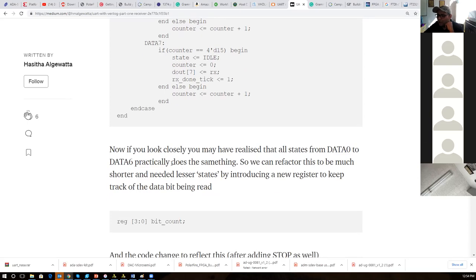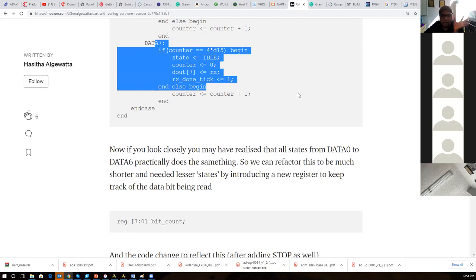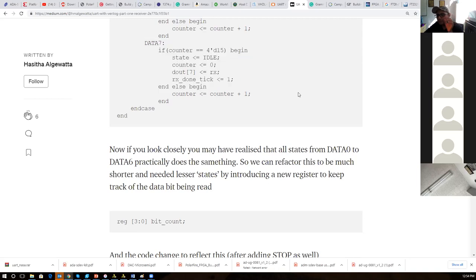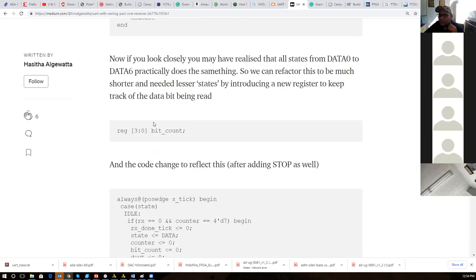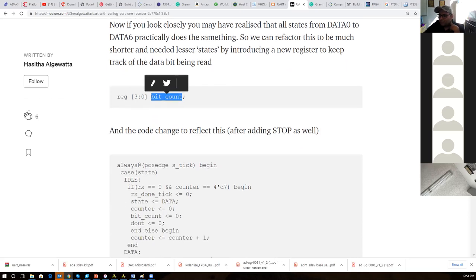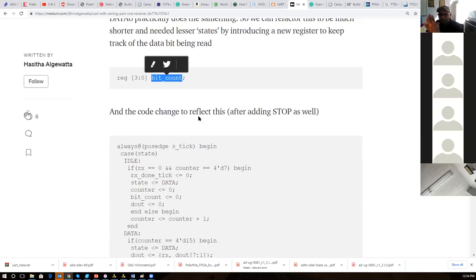So if you look closely, you may have realized that all states from data 0 to data 6 practically do the same thing, except the last one, of course, where you have to jump to idle. So you can make some if statement there if you would like to add it as well, right? So he invented a bit counter, which will help him go from data 0 to data 6. That's called bit count. Then let's look at the code after he folded it together.